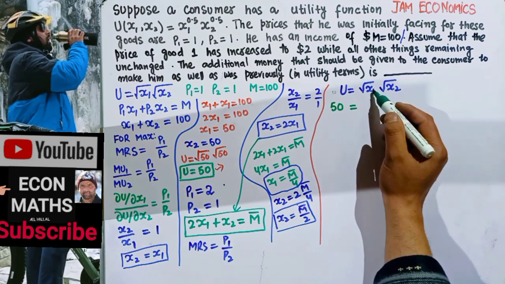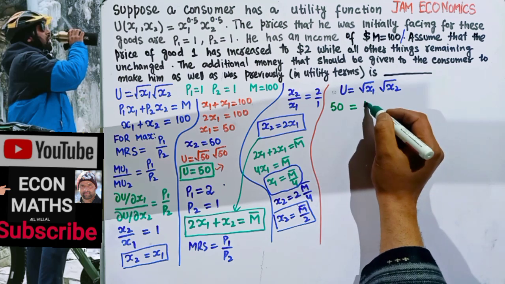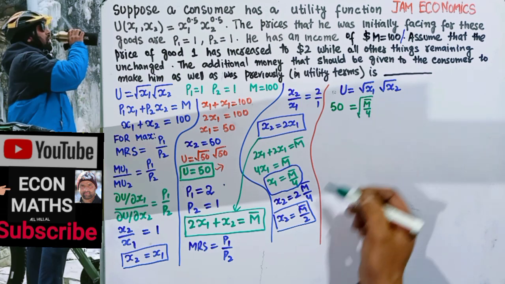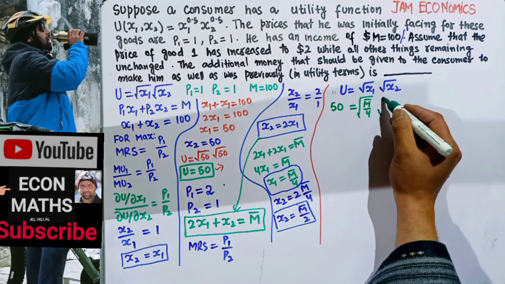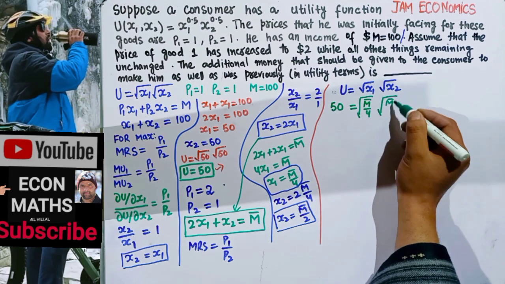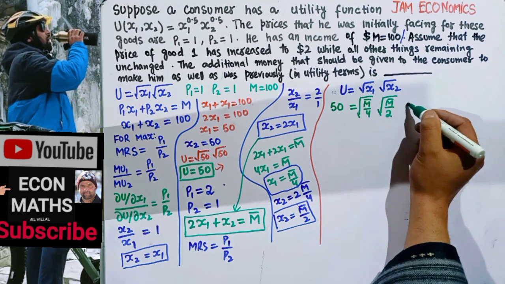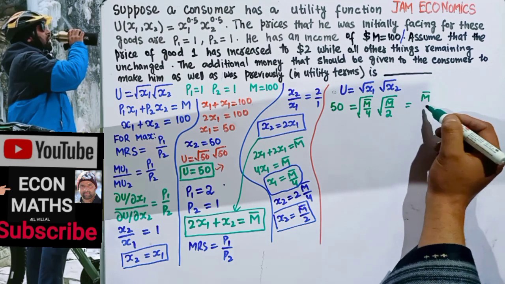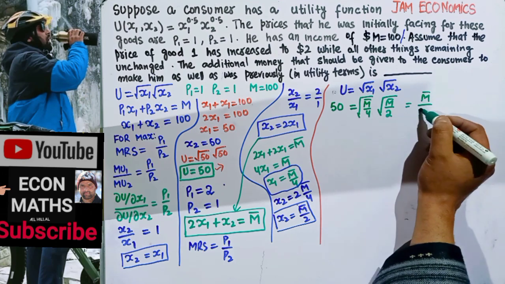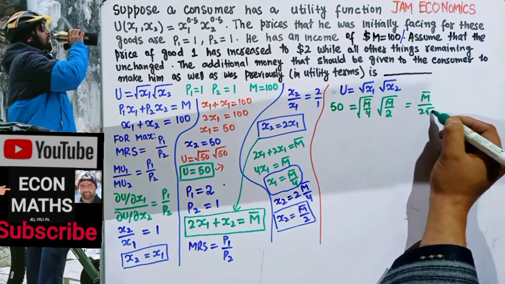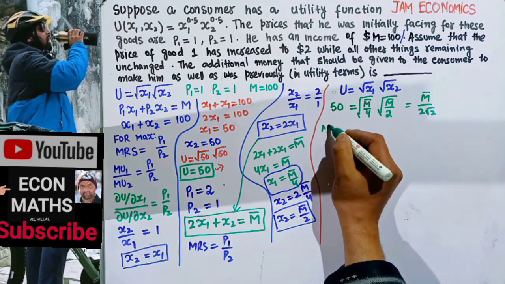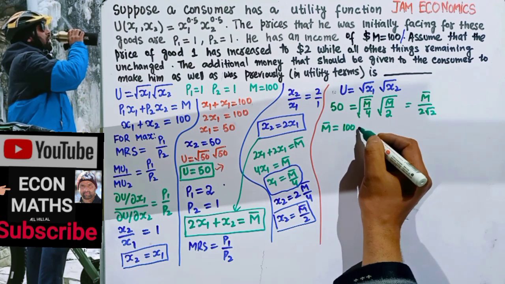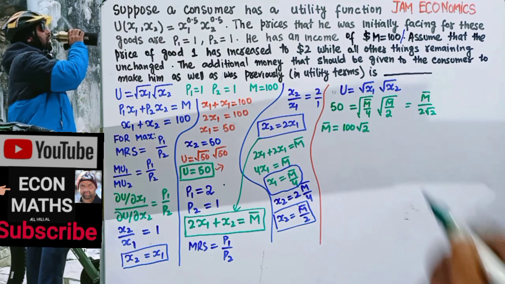That means in place of x1, we have m bar upon 4 under root, and in place of x2, we have again m bar upon 2. So this will become under root m times under root m, it will remain m bar, and under root 4 will become 2, and this will remain 2 under root 2. That means our new income will be equal to multiplying this with this, so it will become 100 under root 2. Okay, see here what is happening.